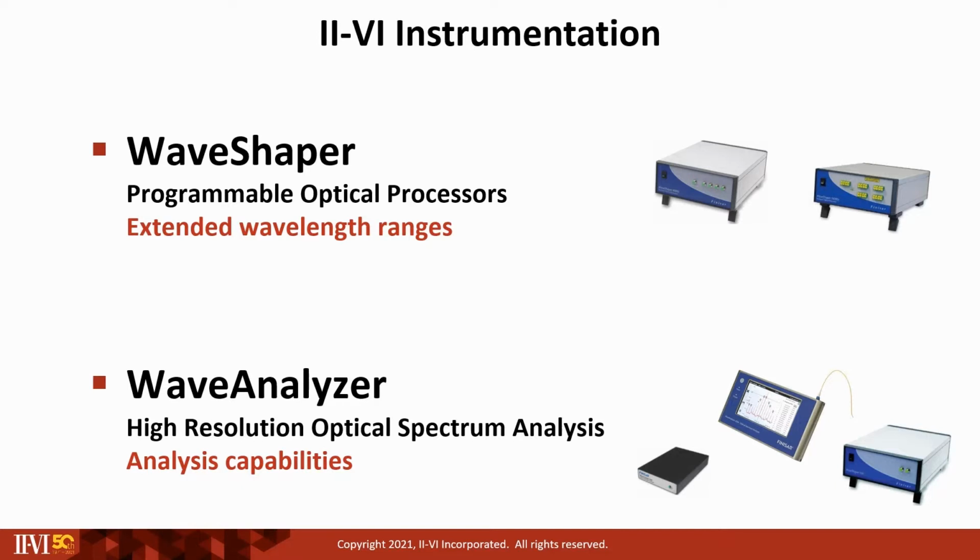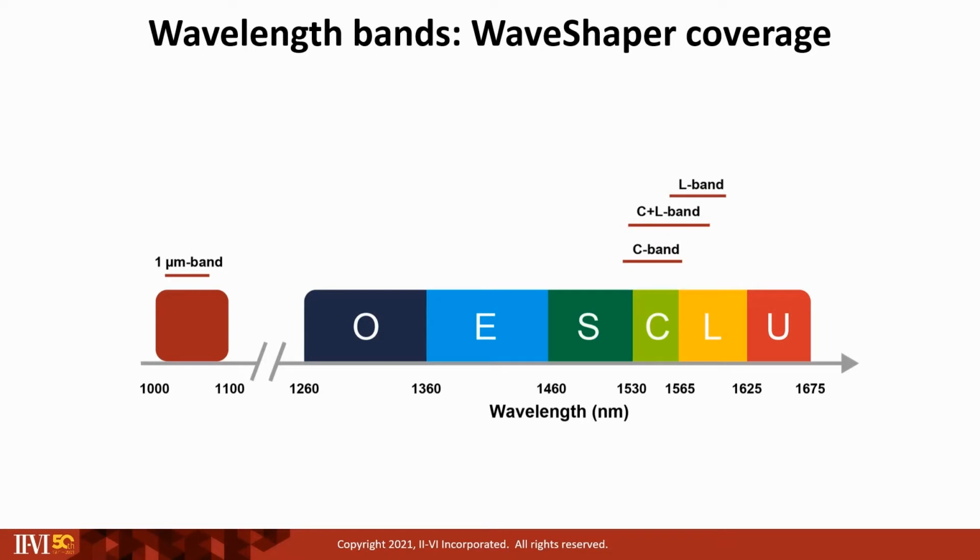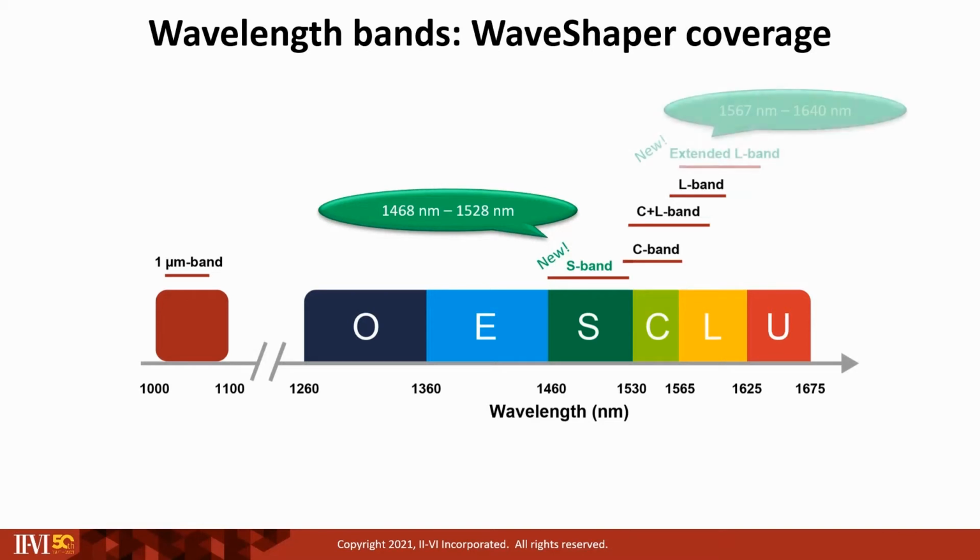in the user interface. Before I begin, I wanted to share some new developments in the Waveshaper family. In addition to the C-band, the L-band, and the 1 micron window, the Waveshaper family now also covers the S-band and the extended L-band windows of optical communications. This extends our total combined range from 1468 nanometers all the way up to 1640 nanometers.